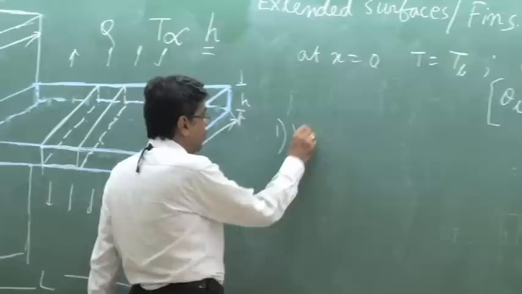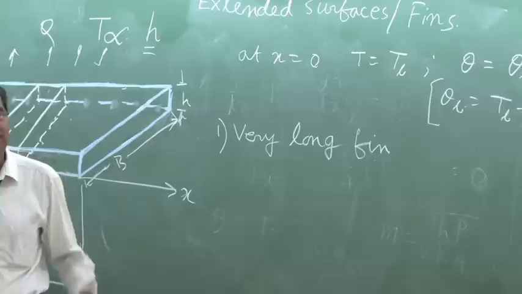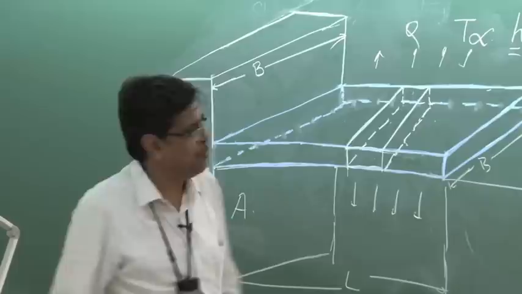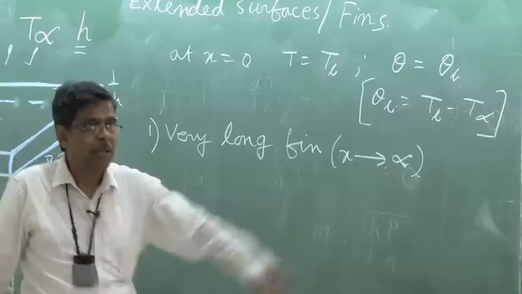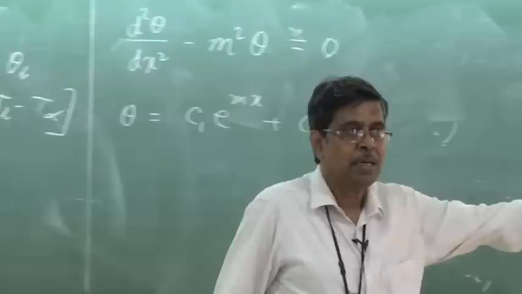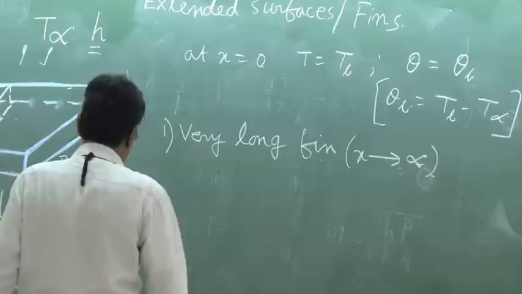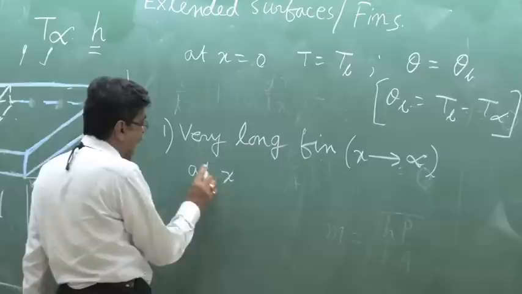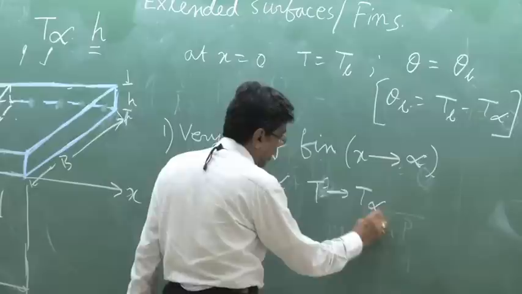One case is a very long fin. Sometimes in a problem, we say the fin is very long. Engineers are always smart; they always take an approximation. They don't go like mathematicians. Very long means, consider x tends to infinity. If x tends to infinity, then eventually the trailing surface, the extreme end of the fin, will attain the environment temperature. So this boundary condition is that as x tends to infinity, T tends to T infinity, and theta tends to 0.